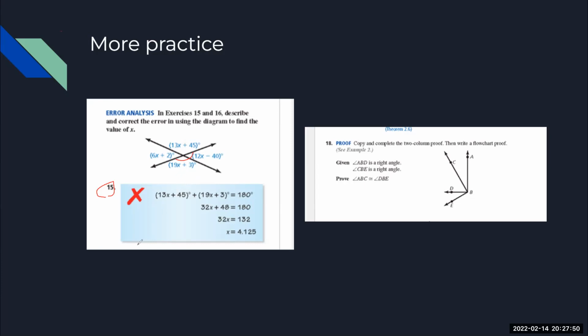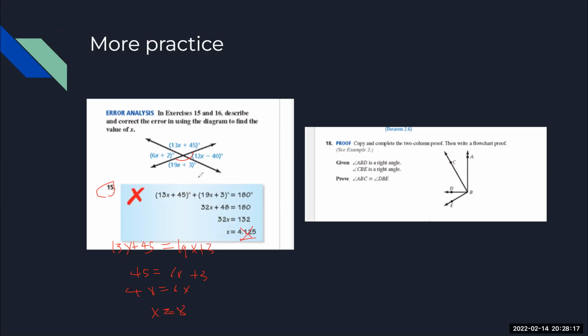If you do this right, you're supposed to get 13x plus 45 is equal to 19x plus 3. So 45 is equal to 6x plus 3. So 48 is equal to 6x. So x equals 8, not 4.125.